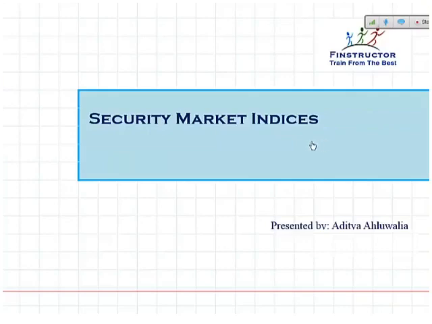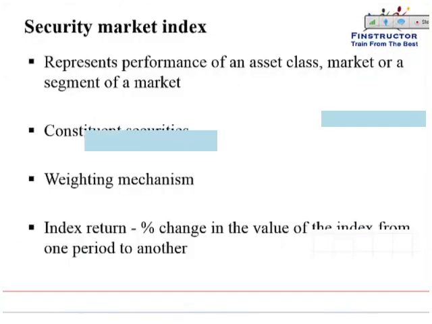So we'll start with reading number 47 of the CFA Level 1 curriculum that talks about security market indices. So we've heard of many indices, the S&P 500, the Nifty 50, CNX 500 in India. So what is the security market index?